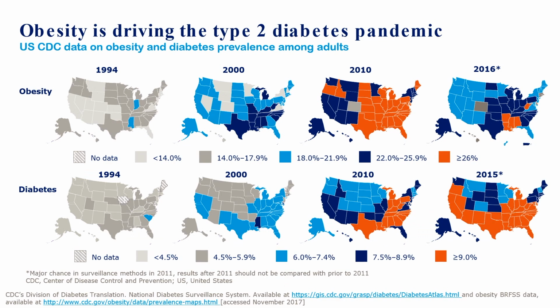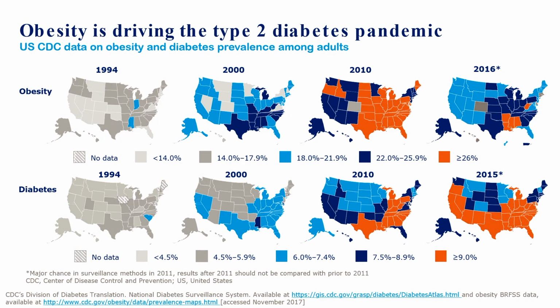But what we do know is that obesity is driving the type 2 diabetes pandemic. And what you can see on the top is a map of the United States, and it's been mapped for obesity from 1994, 2000 and 2010. 2016 is different because it was looked at in a different way, so we'll only concentrate on 1994, 2000 and 2010. And what you can see is this heat map.